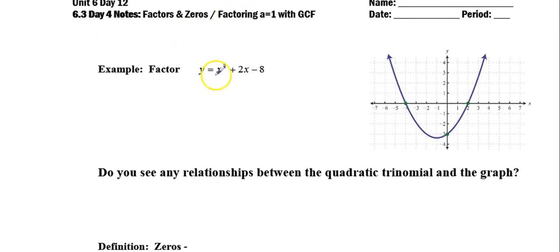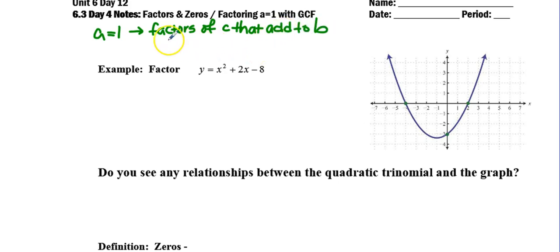I see that a is 1, meaning we have an invisible 1 right here in front of that x squared. So just as a quick reminder, when a is 1, we're looking for factors of c that add to b. So here we're looking for factors of negative 8 that will add to 2.